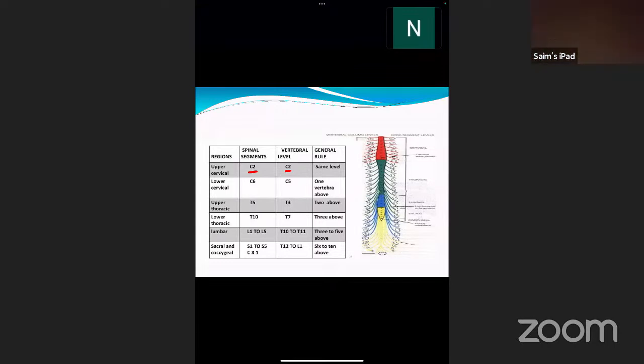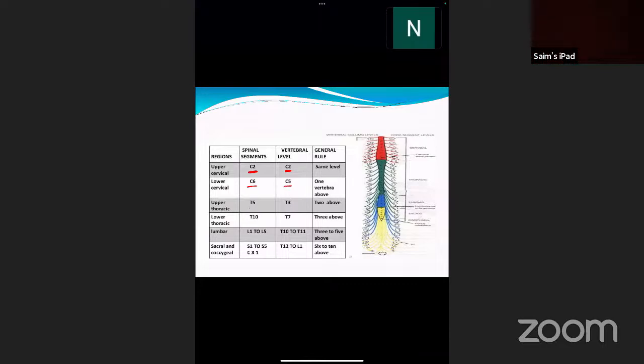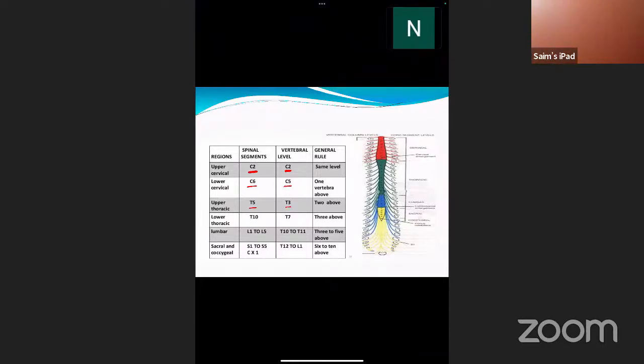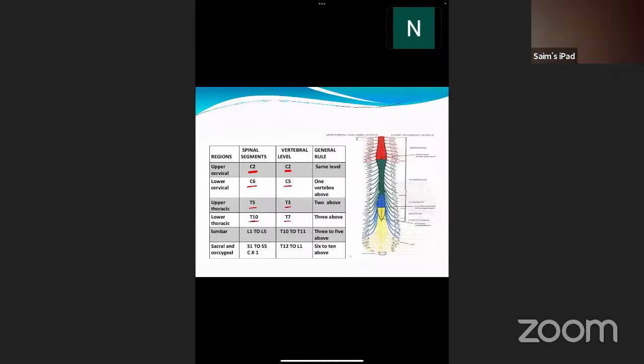So in the lower cervical, we have the C6 segment of the spinal cord, but it corresponds with the vertebral level C5. In the upper thoracic, we have the T5 segment of the spinal cord, but it corresponds with the T3 vertebral level. And in the lower thoracic, we have the T10 segment of the spinal cord, but it corresponds with T7. Likewise in the lumbar region, you have to remember that the spinal cord segment and the vertebral level do not correspond because of the differential growth of the vertebral column. The vertebral column has grown more as compared to the spinal cord, and that's why the vertebral level is less as compared to the spinal segment.